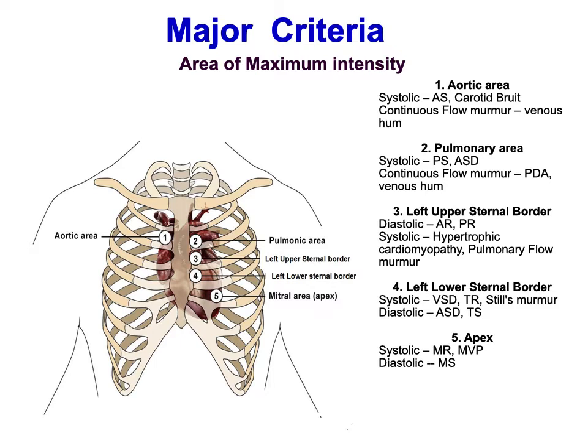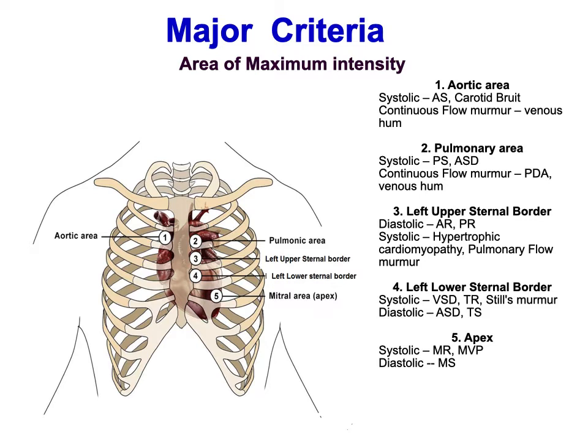So in the apex we get systolic murmurs of mitral regurgitation and mitral valve prolapse more prominently, whereas in the diastole, mitral stenosis is more prominent there. In the left lower sternal border, at the level of the ventricular septum, in the systole obviously VSD is the commonest murmur that we can find.